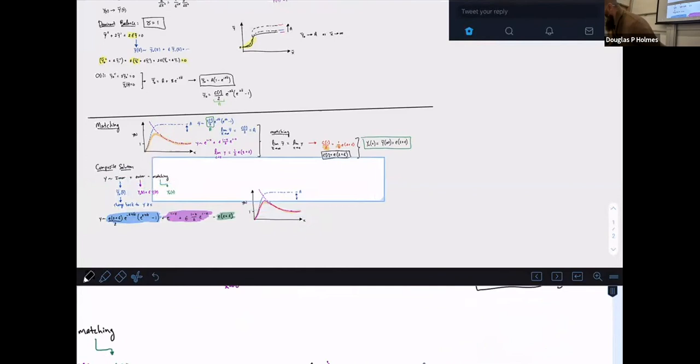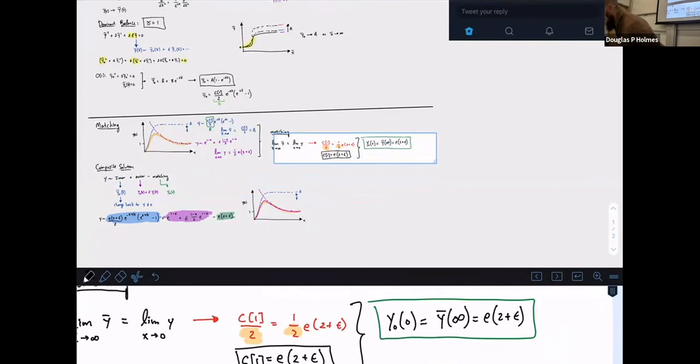Here's why. What ends up happening is that, so here's C1. But look over here. What C1 implies is that y0 at 0 is equal to this, and y prime at x bar equals infinity is equal to this.